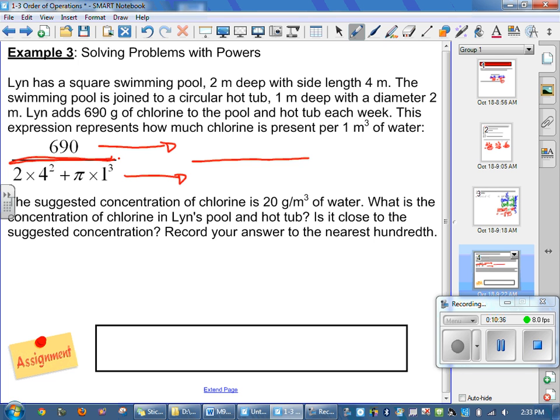So remember, try BEDMAS on the bottom. I'm going to let you try the bottom of this, and then I'll work it out with you together, okay? So push pause now, push play when you're ready.